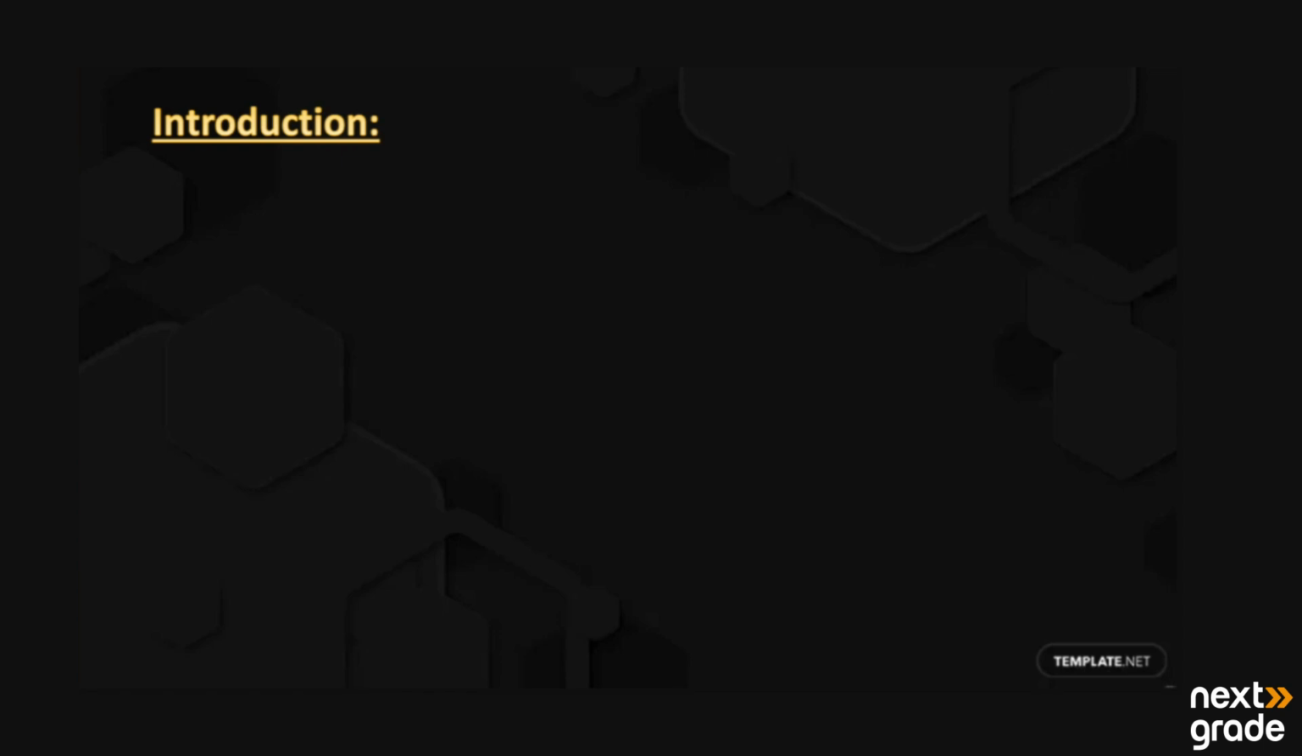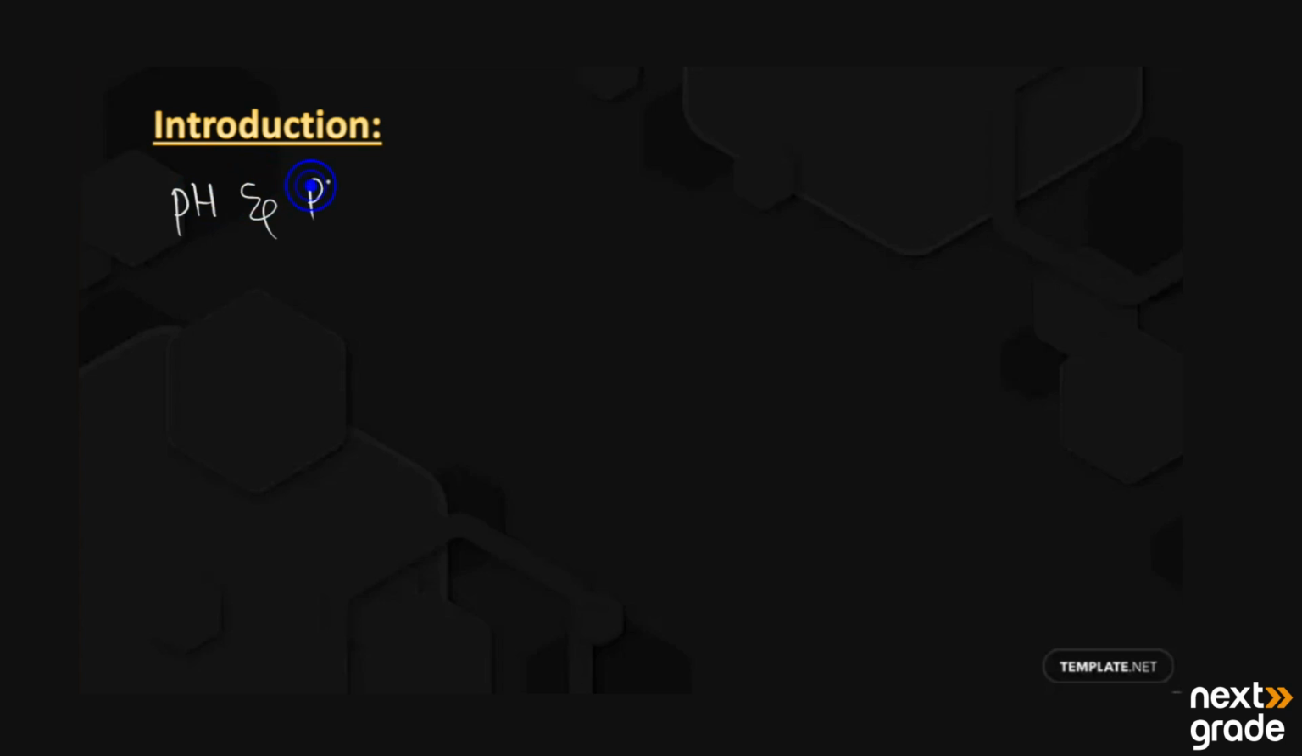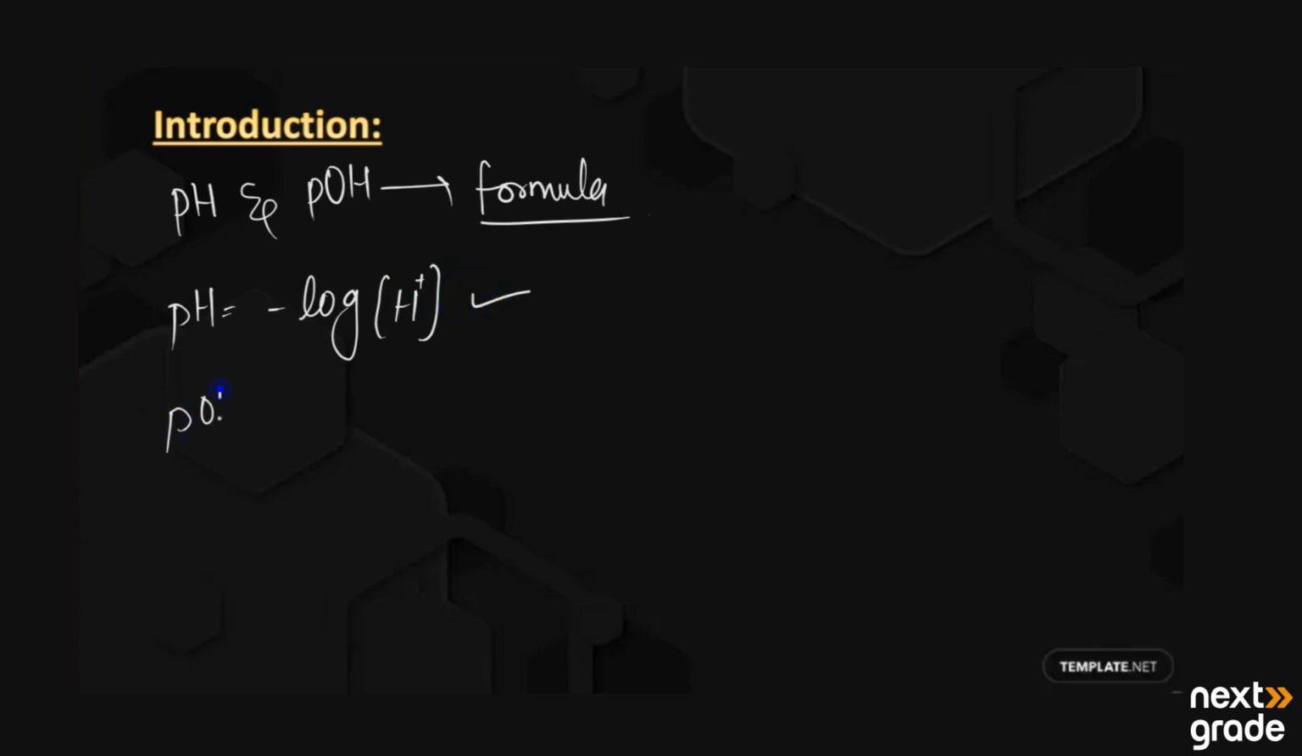In the introduction, what is the main formula that we need to use for the calculation of pH and pOH? The first formula is pH, which is the negative log of H positive ions. Next, for pOH we have the negative log of hydroxide ions. At the end, the sum of pH and pOH is equal to 14.